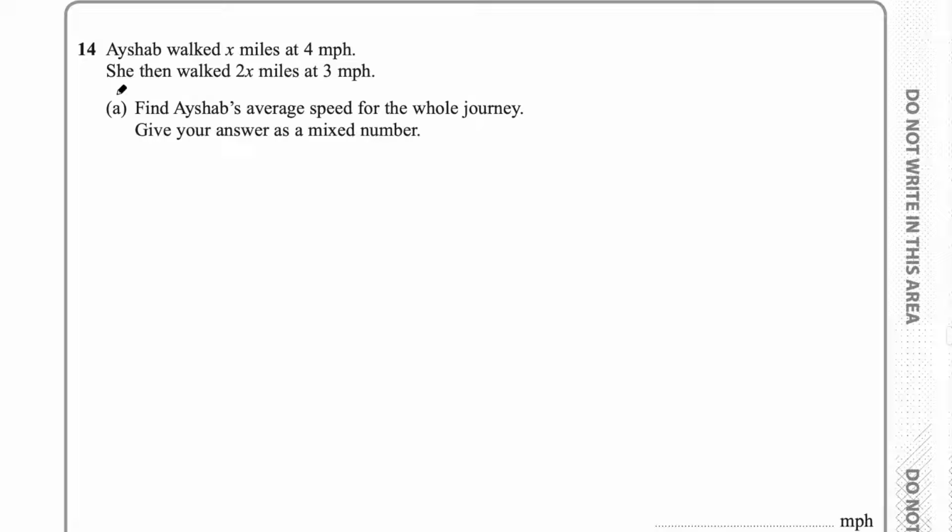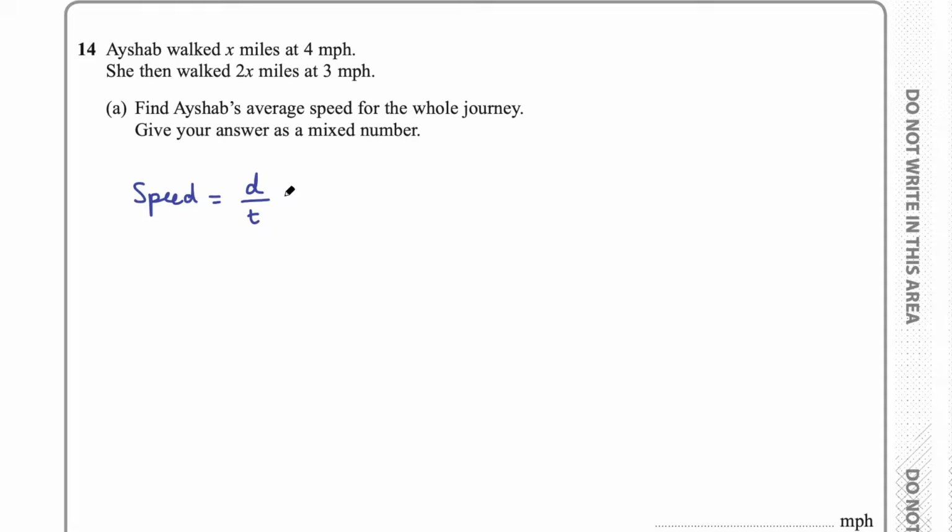Question 14 says Aishab walked x miles at 4 miles per hour. She then walked 2x miles at 3 miles per hour. And part A says find Aishab's average speed for the whole journey. Give your answer as a mixed number. Okay, so speed or average speed is going to be the distance traveled divided by the time.